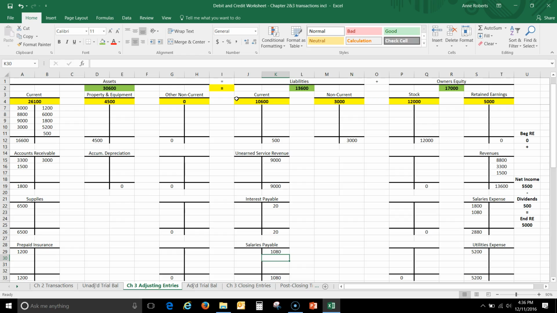Adjustment number 4. All right. Now we've got the unearned revenue. The trial balance shows that the customer paid $9,000 in advance for services to be performed at a later date. And then it goes on to say, based on Hi-Tech's analysis of work performed during March, it is determined that $3,300 of revenue has been earned.